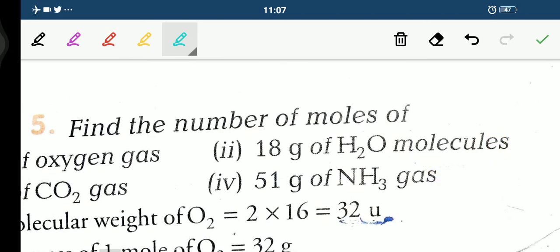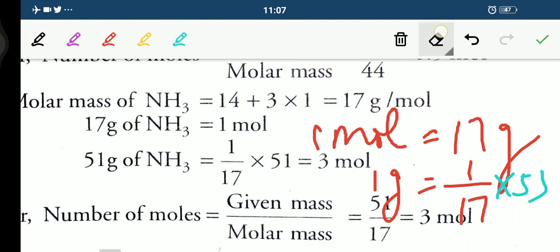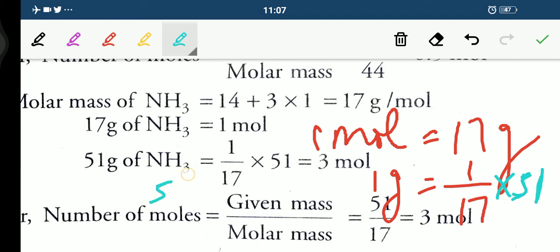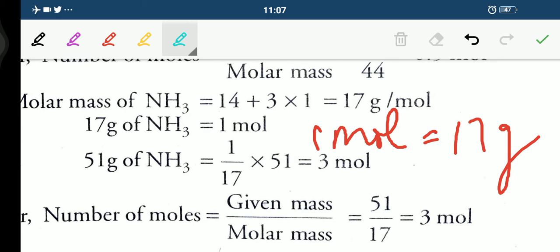let me just check it again. It's 51. Sorry, 51. Fine. So you just need to write it here, 51, because they are asking us to find out the number of moles in 51 grams of NH3. Fine children. So you just need to know this now. 51 ones are 51. Do it here. And then simply divide it by 17. Your answer comes out to be 3 mole.